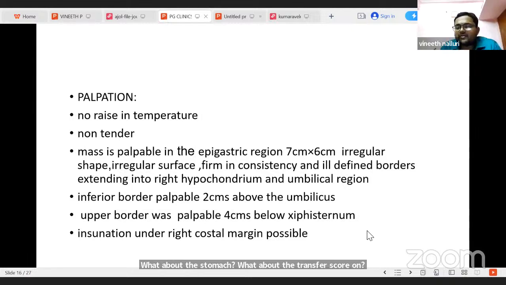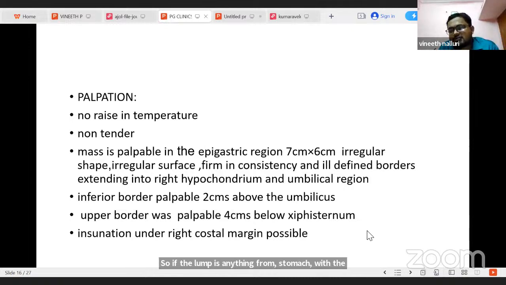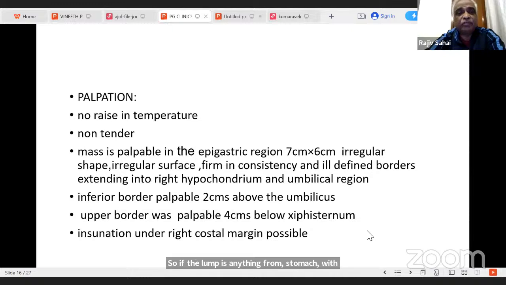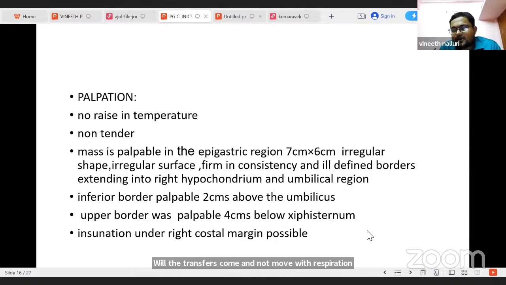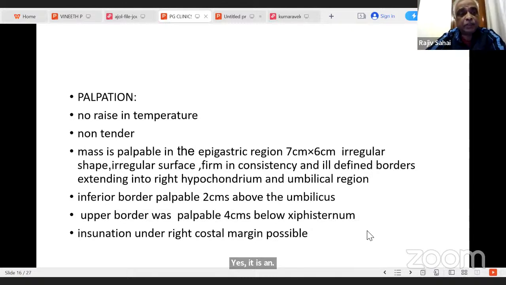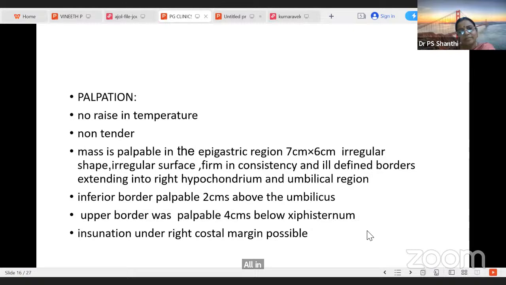Sir, if the lump is arising from the stomach with obstruction, then visible gastric peristalsis will be seen moving from. No, don't add with obstruction, without obstruction. I'm just asking you, how is a stomach lump different from a transverse colon lump? Will a transverse colon lump move with respiration? Yes, sir. It is intra-abdominal. It moves with respiration. All intra-abdominal, intraperitoneal lumps move with respiration, do they? No, those which are connected to the diaphragm will move.